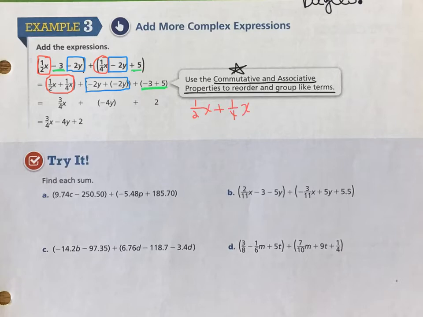And in order to do that, we need to get a common denominator, which in this case will be fourths. So the good news is I don't need to change the second fraction, but I do need to change the first fraction from 1/2 into 2/4. So now I have 2/4 x plus 1/4 x, and I get 3/4 x.